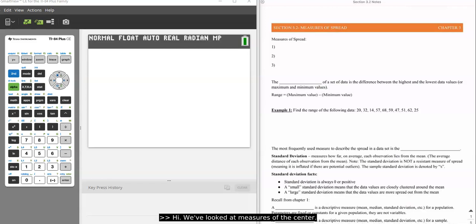All right, so we've looked at measures of the center. Now we're going to look at measures of spread, or measures of variation. So our measures of spread, we have three that we're going to look at. We have our range, our standard deviation, and our quartiles. And our quartiles will be in the next section.